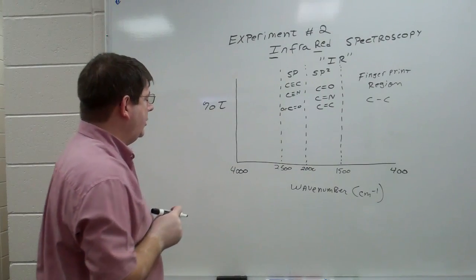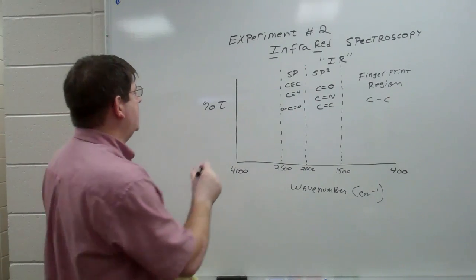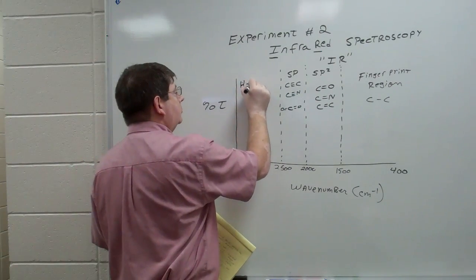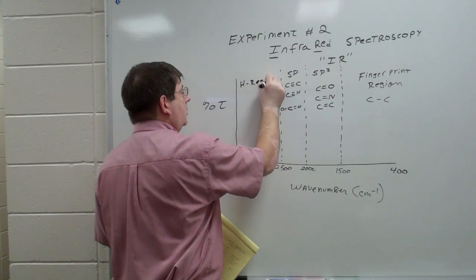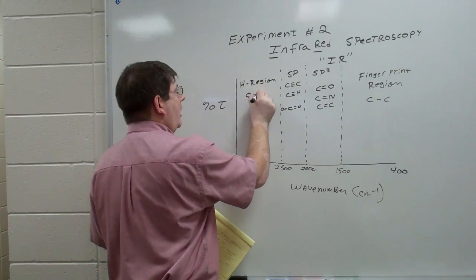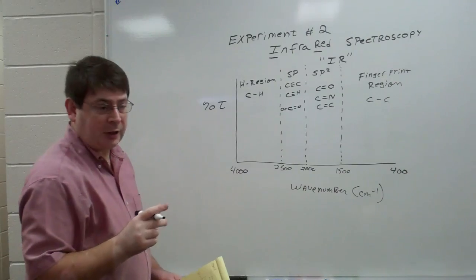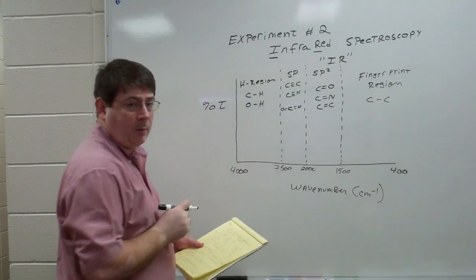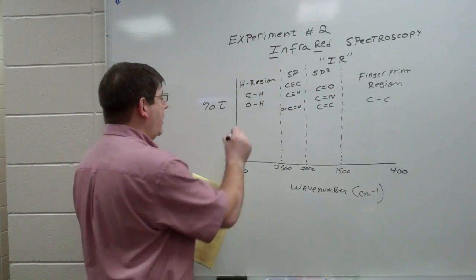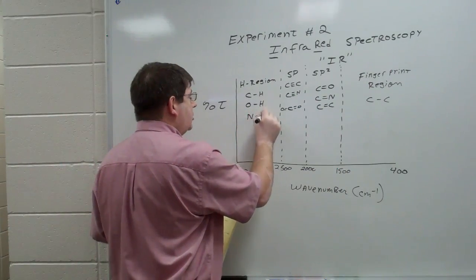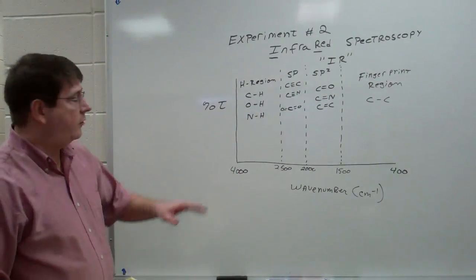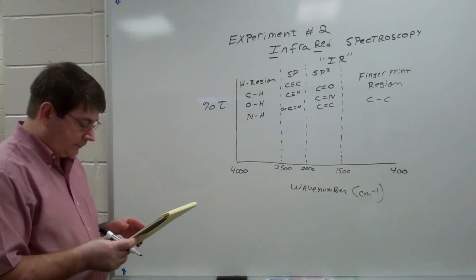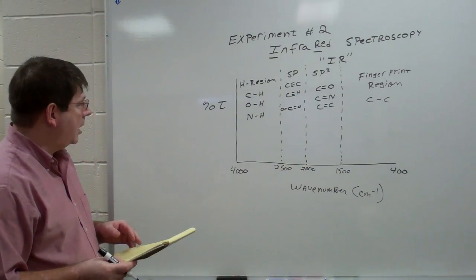This region between 2,500 and 4,000 is known as the hydrogen region. This is where you're going to find things like carbon-hydrogen bonds stretching. This is where you're going to find OH bonds for alcohols or carboxylic acids. And it's also where you'll find the NH stretch in amines and amides. You will find those in this region very, very quickly.